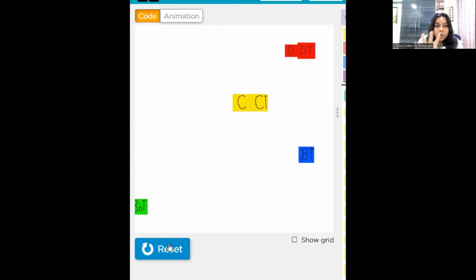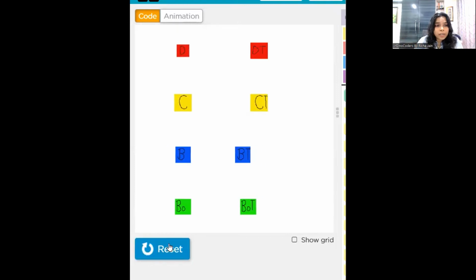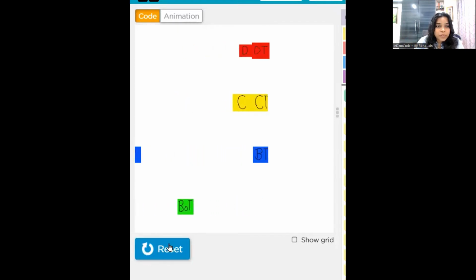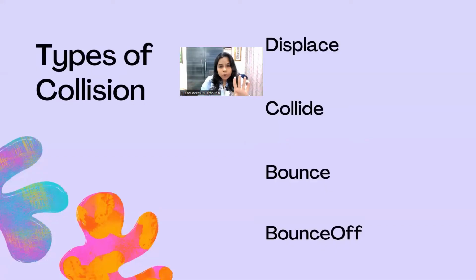Do you see these 4 kinds of collisions? I am running it again. Observe it again. Okay, don't worry. Let's understand each of them in detail now. There are 4 types of collision available in Game Lab: displace, collide, bounce, and bounce off. So what are these different kinds of collisions and how do they work?